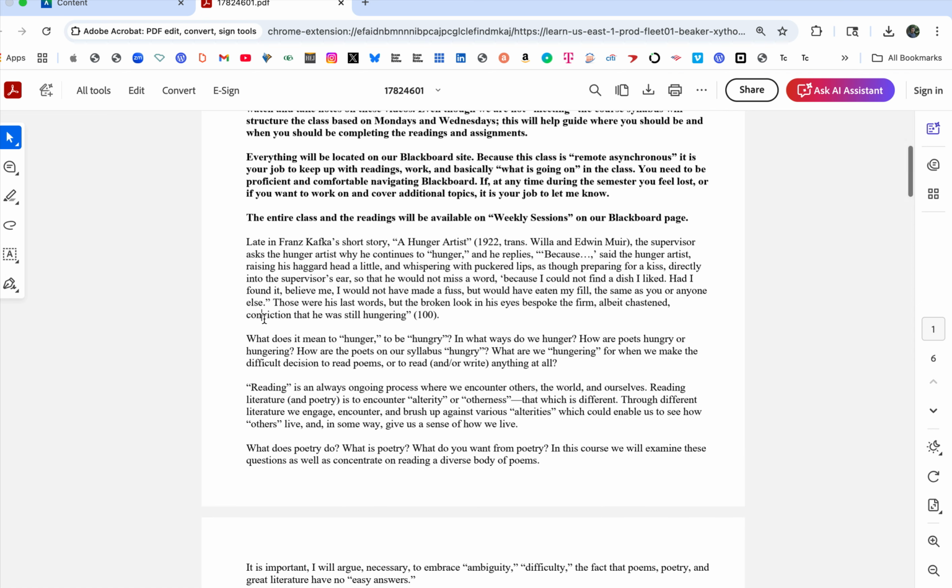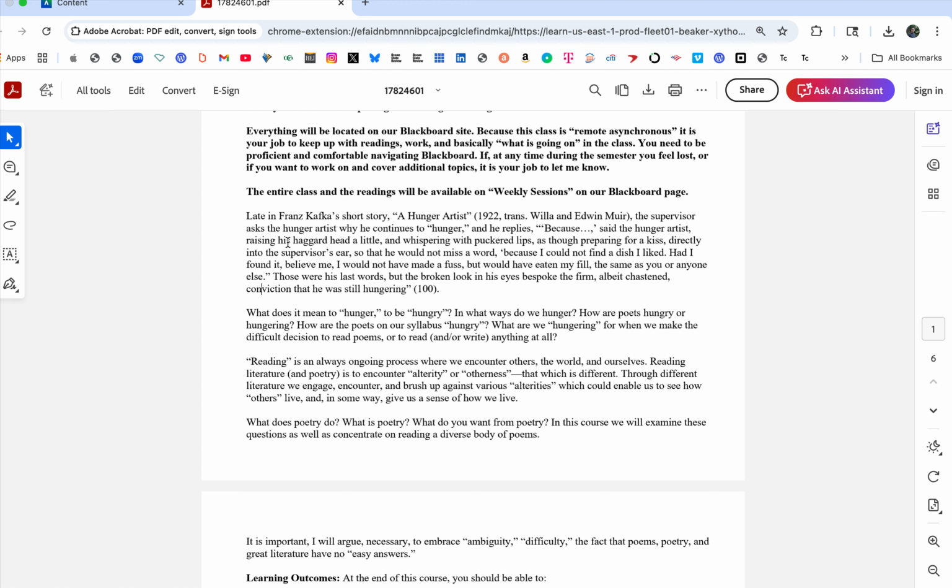Late in Franz Kafka's short story, A Hunger Artist, the supervisor asks the hunger artist why he continues to hunger, and he replies, "Because," said the hunger artist, raising his haggard head a little and whispering with puckered lips as though preparing for a kiss, directly into the supervisor's ear, so that he would not miss a word. "Because I cannot find a dish I liked. Had I found it, believe me, I would not have made a fuss, but would have eaten my fill, the same as you or anyone else." Those were his last words, but the broken look in his eyes bespoke the firm, albeit chastened conviction that he was still hungering.